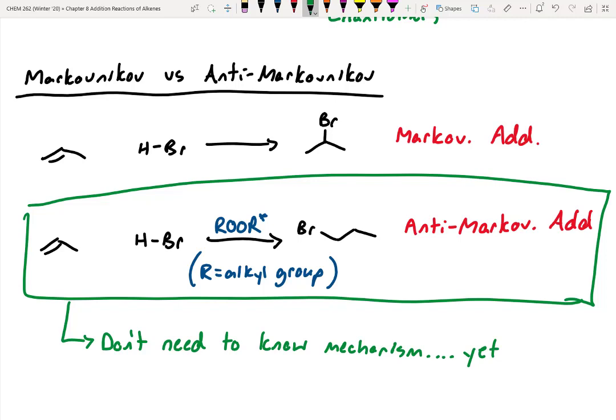We're going to cover this mechanism when we get into radical chemistry, but it's a pretty interesting mechanism. However, in the Klein textbook, he shows it in this chapter, so I just wanted to briefly introduce it, saying that if you have peroxide, it actually flips the bromine to the less substituted carbon rather than the more substituted carbon. Do you think this goes through a carbocation intermediate? No, it actually goes through a completely different mechanism that doesn't involve carbocations, and that's why the bromine goes to the less substituted side. All right, so now let's jump to a different one.